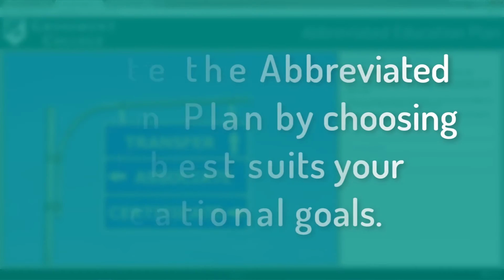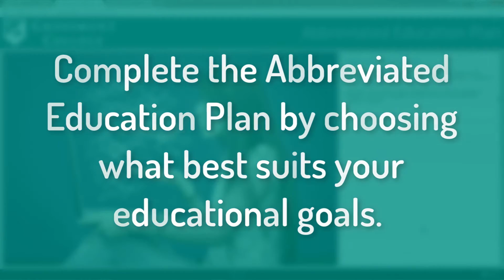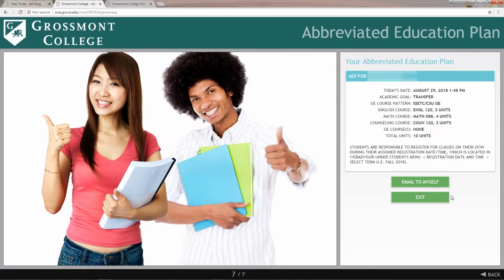With the Abbreviated Educational Plan Online Assistant, you can choose what best suits your educational goals. Once you've completed the Abbreviated Educational Plan, you can email it to yourself and then exit the system. Remember, these decisions are not set in stone. We recommend that you speak to a counselor regarding these decisions.